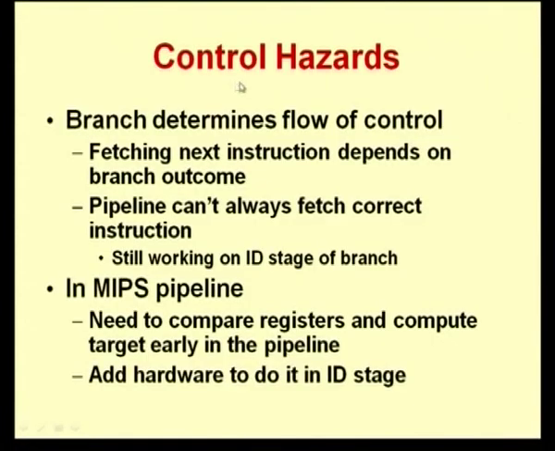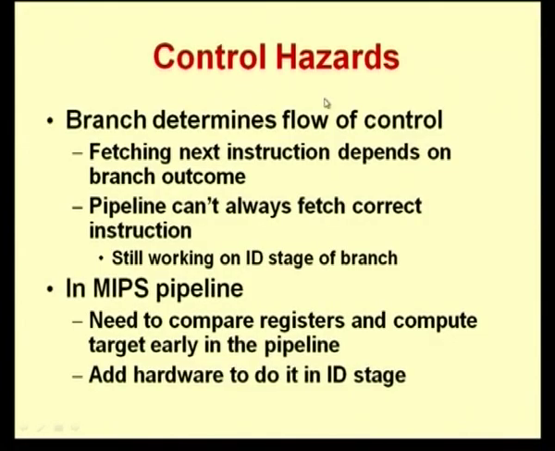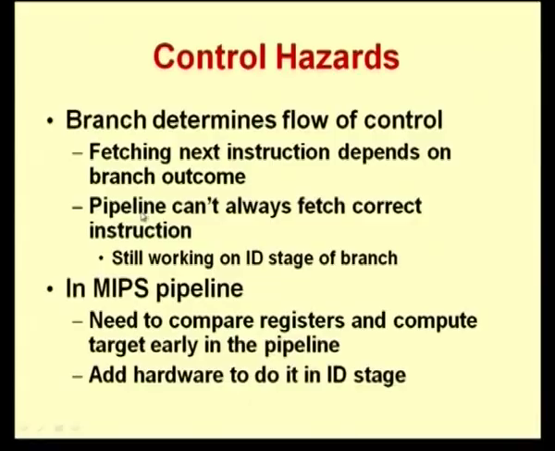We've looked at structural hazards and now we've looked at data hazards. A little bit into control hazards before we look at the actual pipeline design. Control hazards are caused because of branches. The branch determines the flow of control. Whenever I have a branch instruction, remember, fetching the next instruction depends on the branch outcome, and the pipeline can't always fetch the correct instruction.